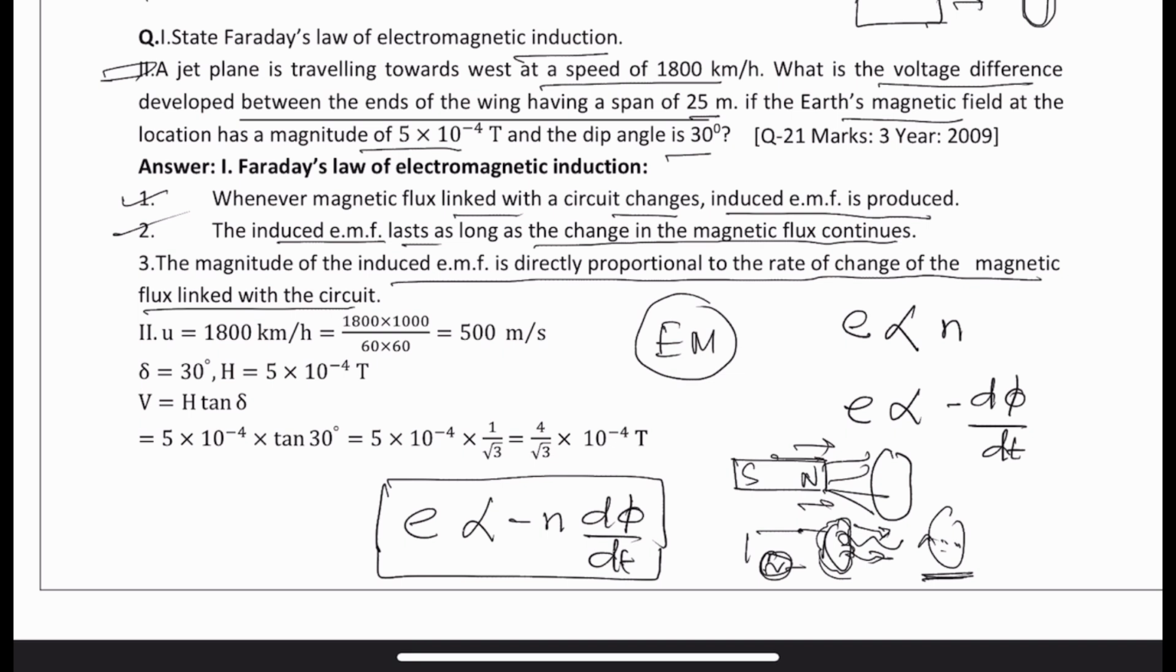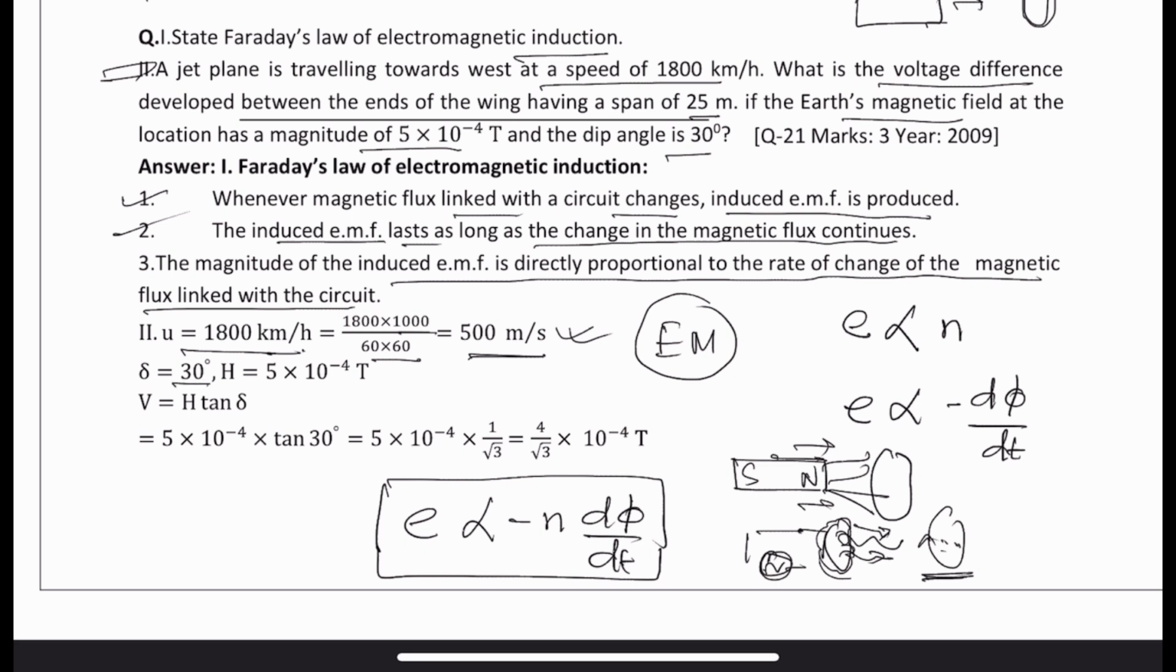Now come to the numerical part of it. Here the velocity is given as 1800 kilometer per hour. To convert kilometer per hour to meter per second, you multiply by 5/18, or kilometer to meter is 1000 and hour to second is 3600, correct? So it is 500 meter per second. First of all, we have converted the unit to SI unit.